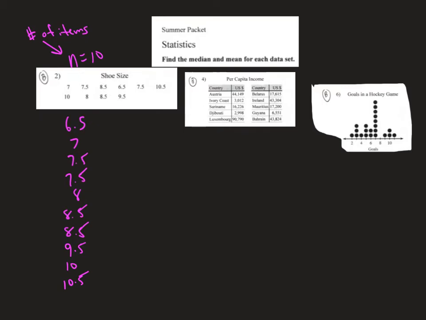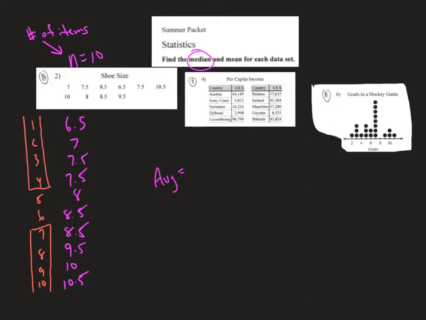After I've put everything in order, I've counted how many items there are, and there are 10, so lowercase n equals 10, that's the number of items. If there's 10 items, the median is going to be the average of the two in the middle. If we number these from 1 through 10, you would have 4 items on the bottom and 4 items up at the top. So items 5 and 6 would be the two middle items.